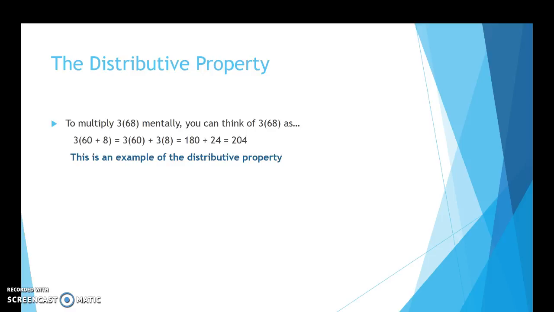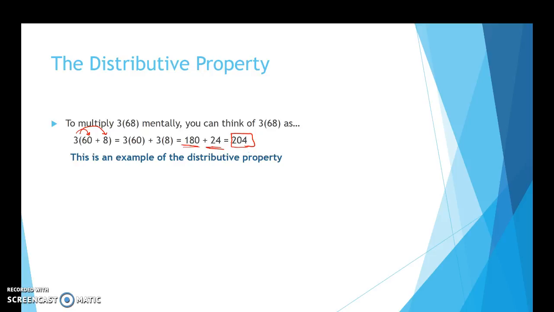It says to multiply 3 times 68. Mentally you can think of this as 3 outside of the parentheses, then inside the parentheses breaking it apart as 60 plus 8. So when we're solving this, we think of 3 times 60, and then 3 times 8. Well, 3 times 60 is 180, 3 times 8 is 24, and when you add that together, you get 204. So that's what we're working with using the distributive property.